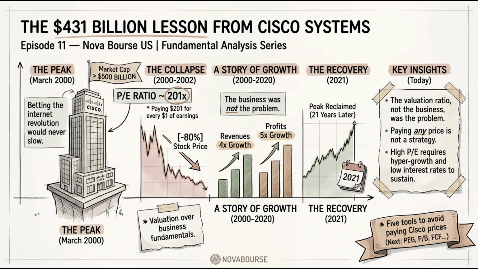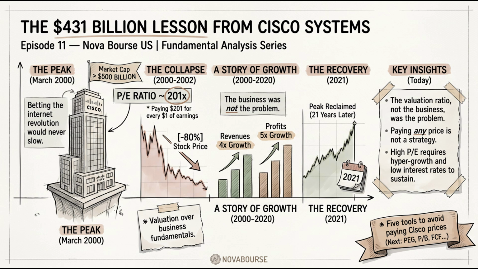Let's get started. To understand why ratios matter, consider the lesson of Cisco Systems. In March 2000, Cisco peaked with a market cap above $500 billion and a price-to-earnings ratio of approximately 201. Investors were essentially paying $201 for every $1 of earnings, betting the internet revolution would never slow. While Cisco's revenues did grow fourfold over the next 2 decades and profits quintupled, the stock collapsed 80% in 2 years and took 21 years to reclaim its peak. The business was fine, but the valuation ratio was the problem.